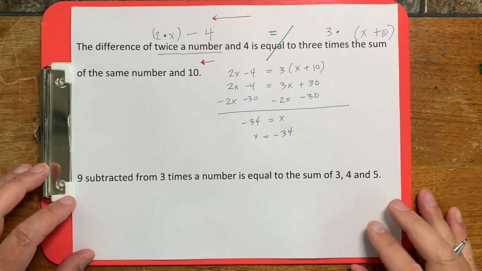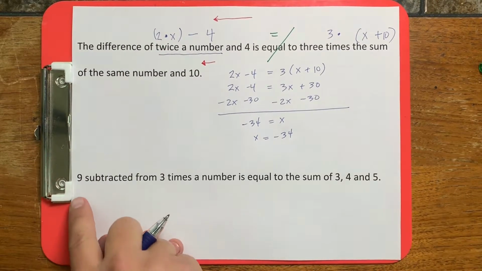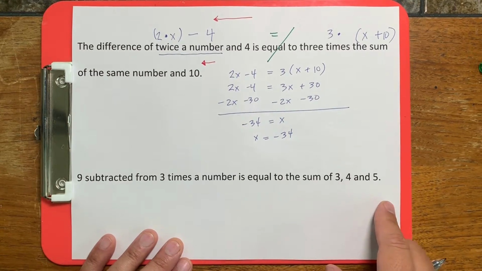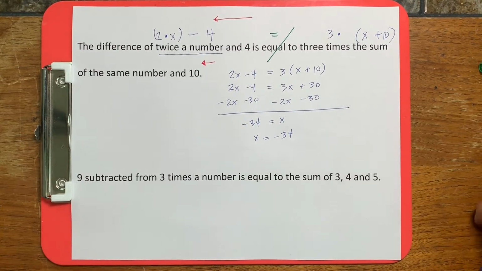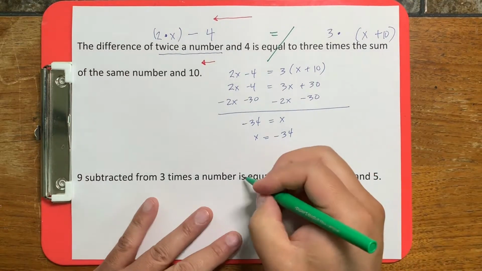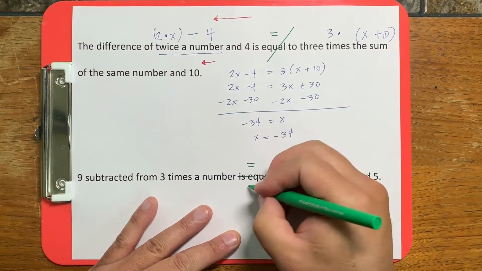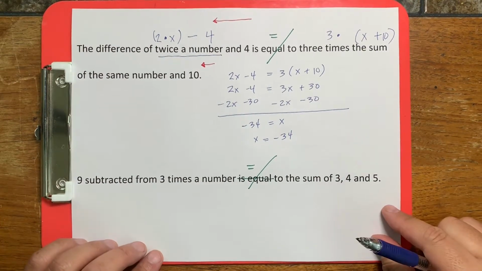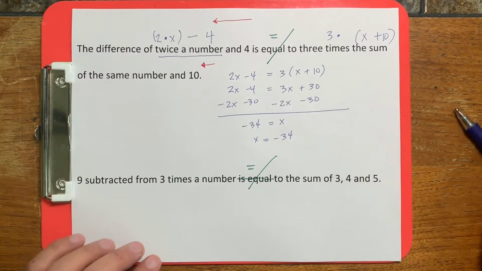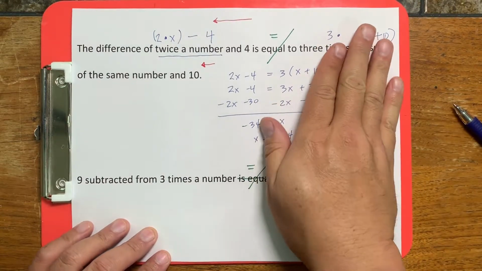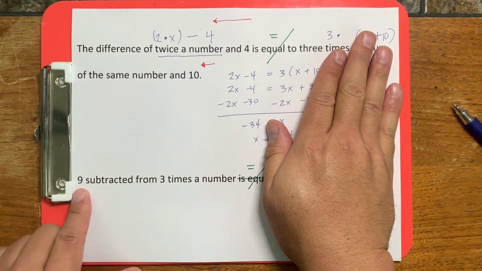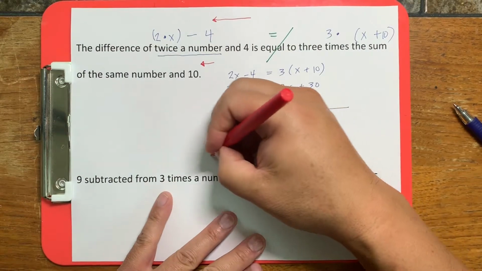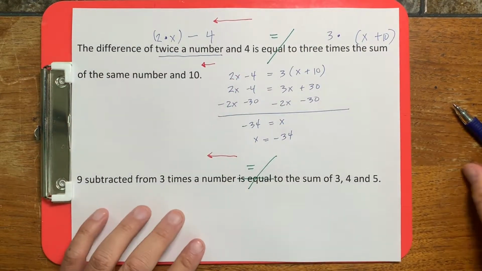Okay, let's do the same thing down here. 9 subtracted from 3 times a number is equal to the sum of 3, 4, and 5. So the first thing we want to do is find the equal sign. And that allows us to cut the complexity in half. Now, what I want to do is hide that side. All I care about is this side over here. So when I read from the right, I want to look for what operators I see.